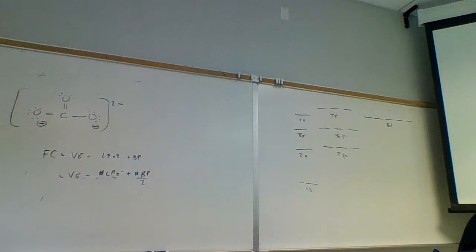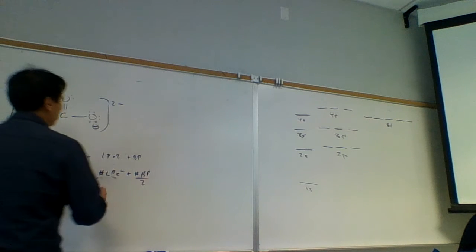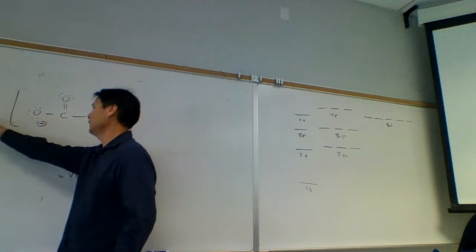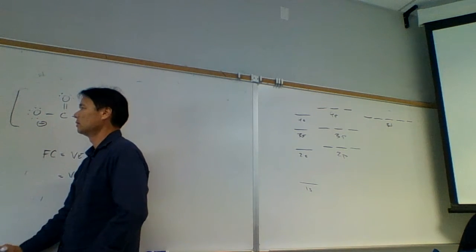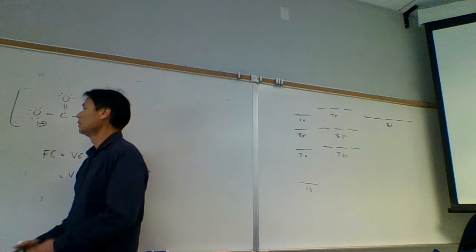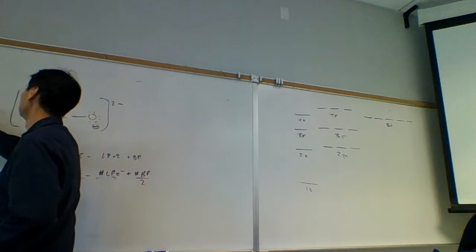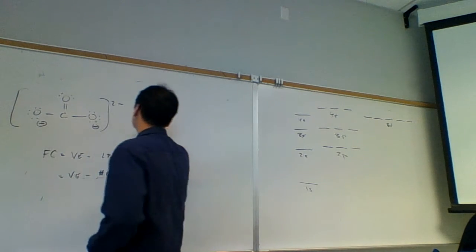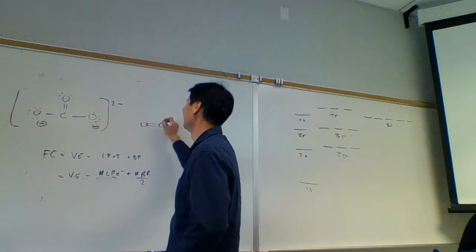Professor, can we do number 11? Okay, let me just finish this one here. What do I draw between the two resonance forms? A double-headed arrow. That's a double-headed arrow. And then we need this one.